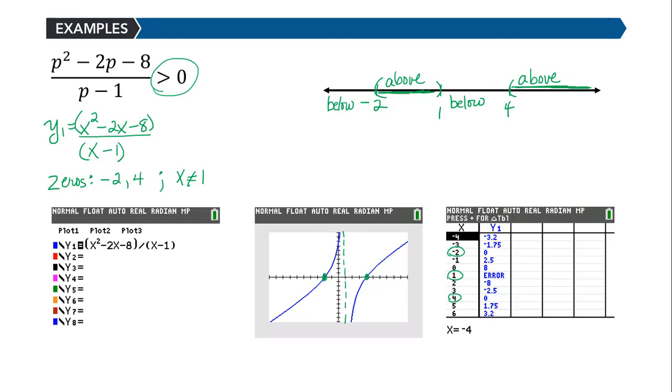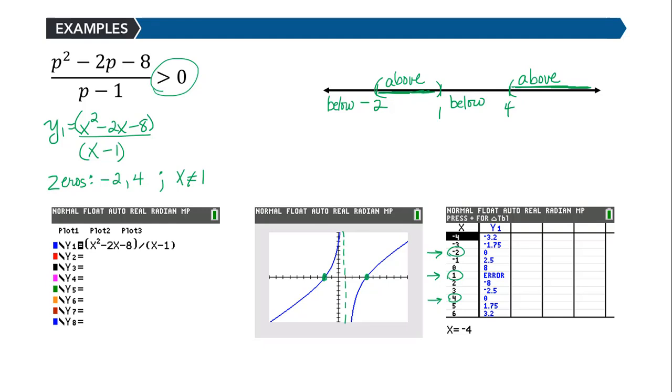So I also copied over the table from the graphing calculator for this particular function. And again, I see that my 0 of -2 is showing up, right? The y value is 0 there. The restriction of 1 has an error in the y column. And then the 0 of 4 has a 0 in the y column.